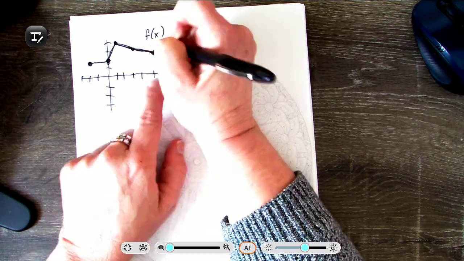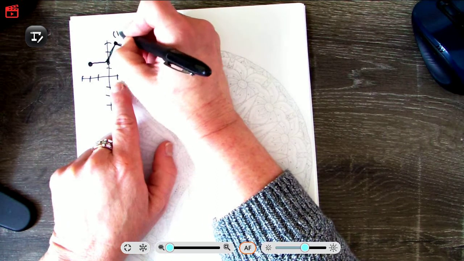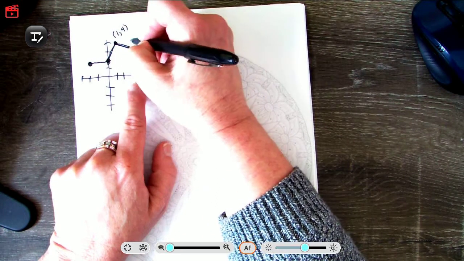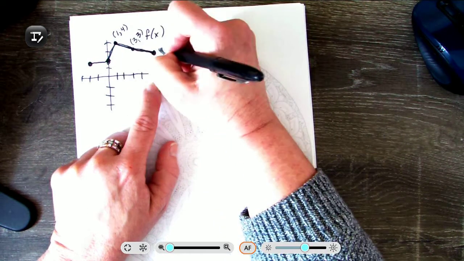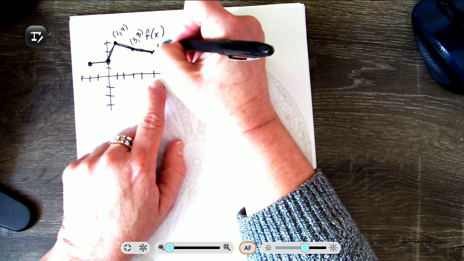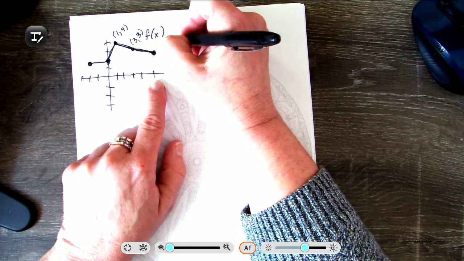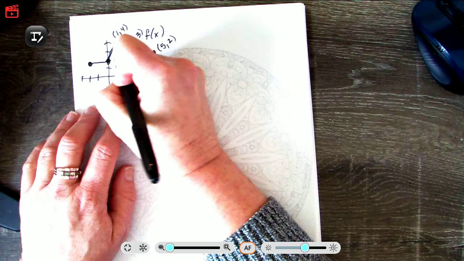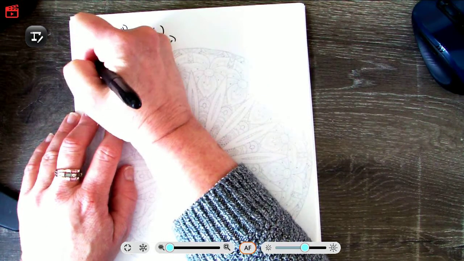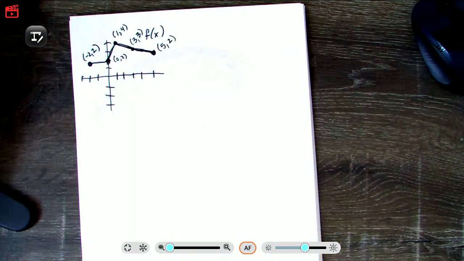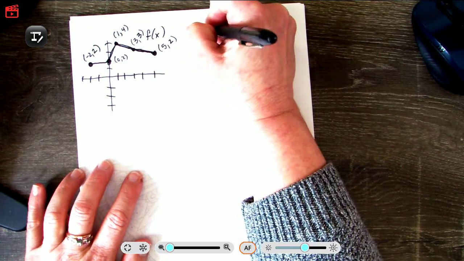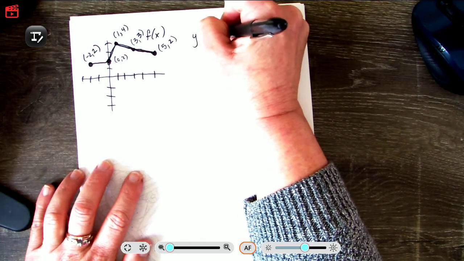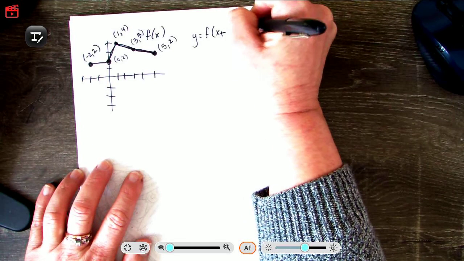Okay, so this would be the point, well, this is 1, 4. This would be 3, 3. And this is going to be 3, 4, 5, 2. This is 0, 2, and this is -2, 2. Just so we have some points in there so we can kind of mess with those. And let's look at y equals f of x plus 2 minus 3.